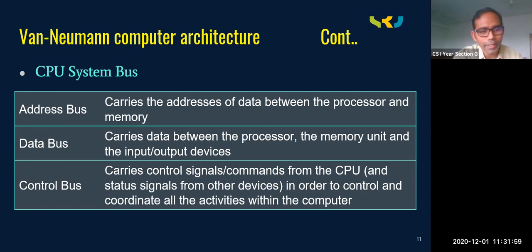Next one is the data bus. The data bus carries the data between the processor, the memory unit, and the input output devices. It carries the data part. Next one is the control bus.